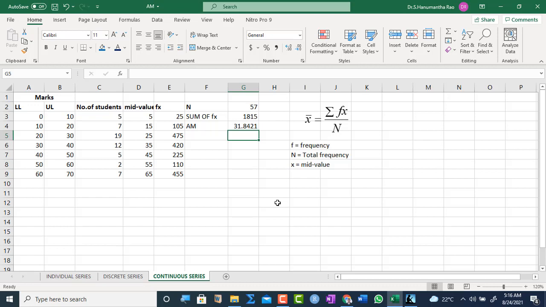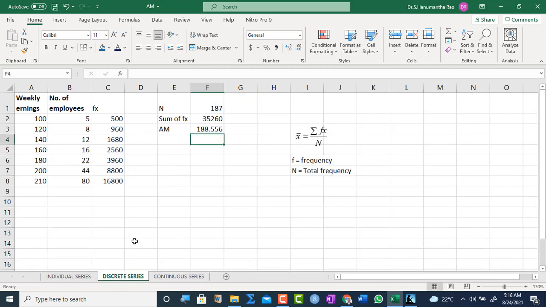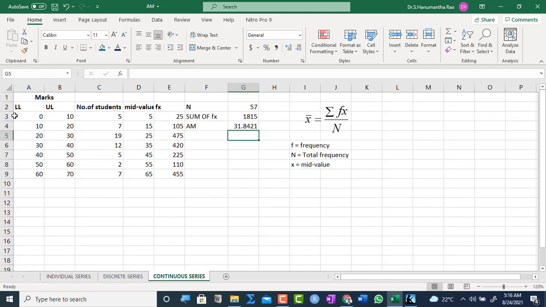In this module I covered how to construct arithmetic mean for individual series and discrete series. Discrete series means data with frequency, and continuous series means data with class intervals and frequencies.